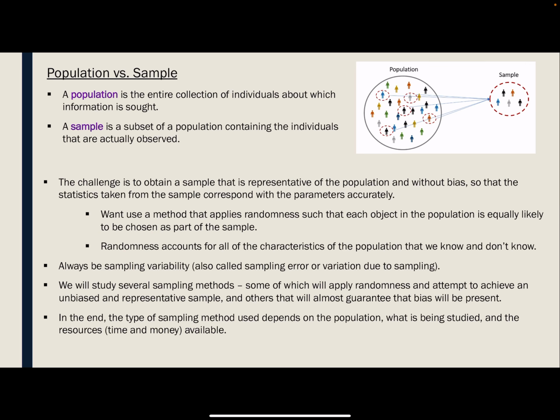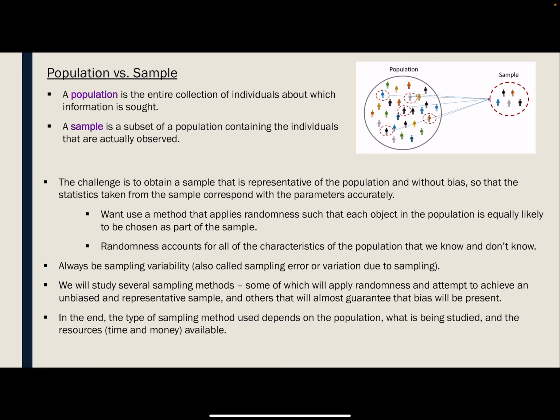So having randomness involved in how you choose a sample will reduce bias and will make it more likely that you have a representative sample, or a sample that's representative of your population. The other thing to keep in mind is that when you have a sample and you collect data and you calculate statistics on that sample, you're always going to have sampling variability. And this is kind of getting ahead of us a little bit, but I want to put it out there right away in the beginning of the semester.